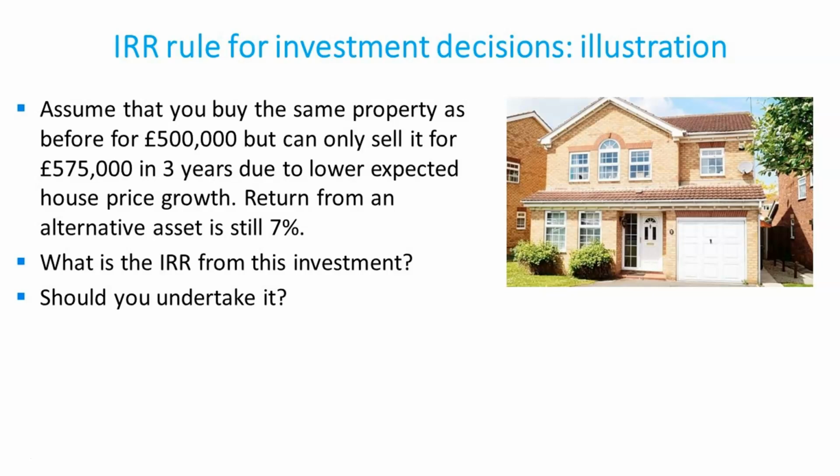A few more examples to illustrate it, to make it easier to understand. So we buy the same property, £500,000, but we expect to sell it at a lower amount. So in this case, in 3 years' time, we only hope to get 575,000 for it, not 600 plus, which we've had in the previous example. Our return from alternative investment is still 7%. The question is, what is the internal rate of return from this particular house now, and should we buy it or not? Let's have a look how our analysis will now change.